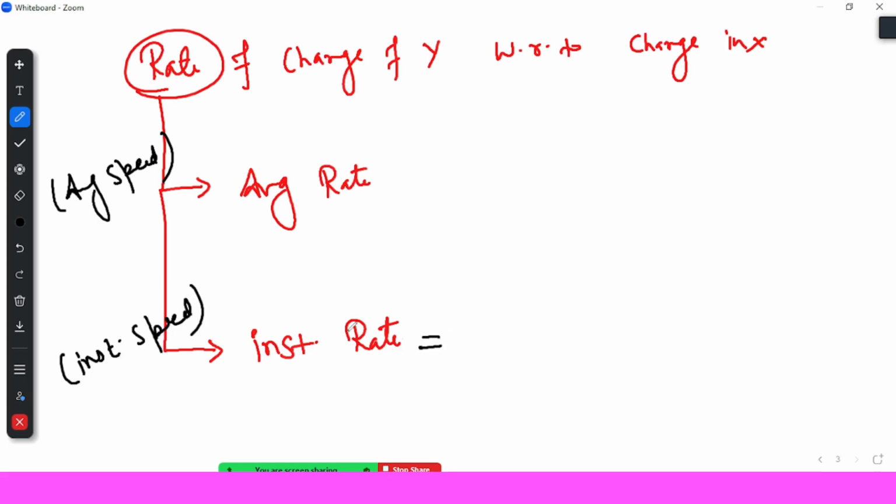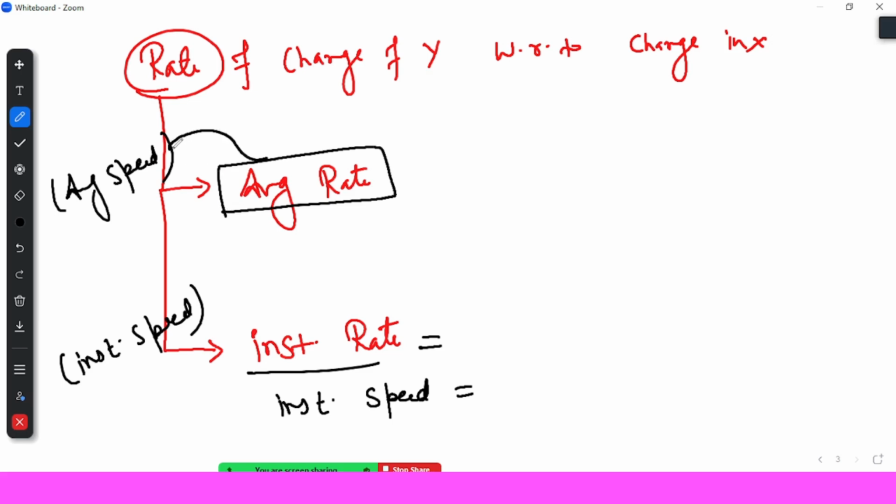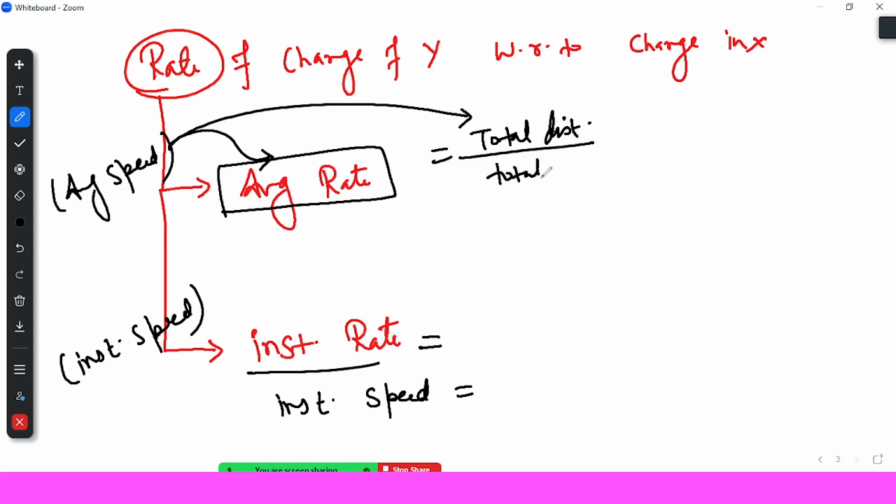So how can you find instantaneous speed? It's speed equal to distance over time. Okay, then how will you define average speed? Total distance traveled in the total time. Okay, we are talking about average speed, so it is total distance upon total time.